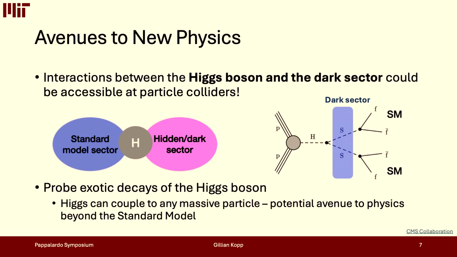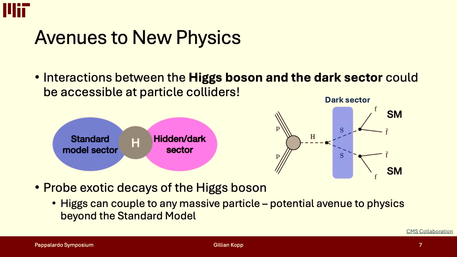Particle colliders are the only place in the world where we can produce Higgs bosons in such massive quantities and also observe their decays to such high precision that we can really start probing exotic decays of the Higgs boson and potentially detect signatures of this dark sector. So here we're postulating that the Higgs is what allows us to communicate between the standard model and this dark sector. In particular, we'd have a proton-proton collision producing a Higgs boson, then decaying to two dark sector particles.